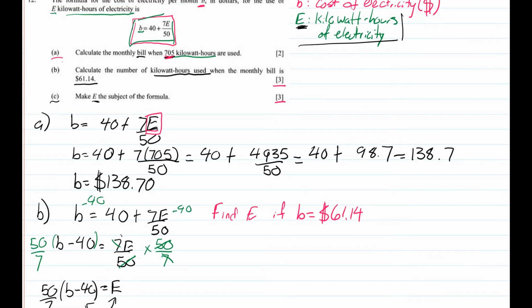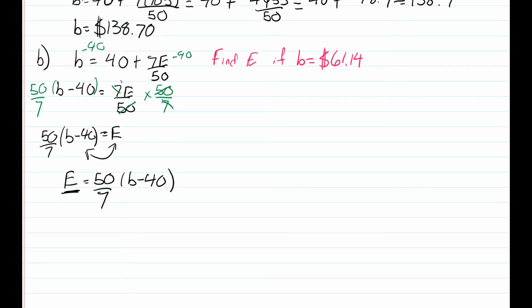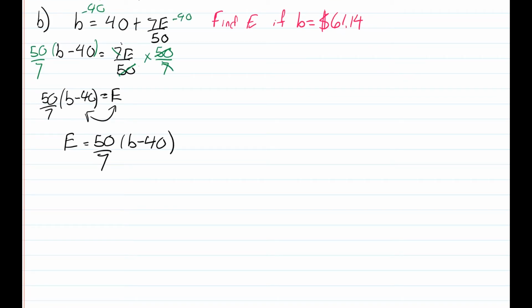So remember, part C is asking us to make E the subject of the formula. So we technically already did part C. So now, to complete part B, we need to find whatever E is when B is equal to $61.14. So here, I'm just going to substitute wherever I see B, I'm going to put in $61.14. So now, I'm going to write this as E equals 50 over 7 multiplied by B minus 40.